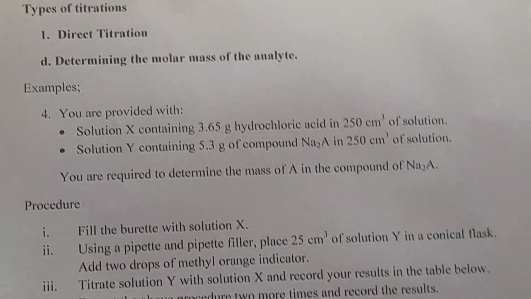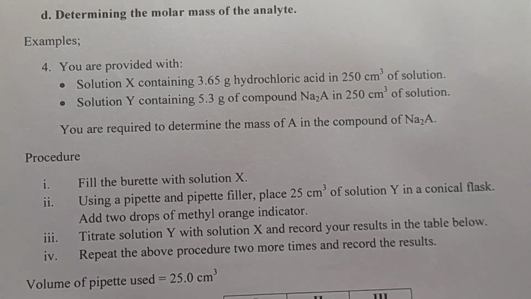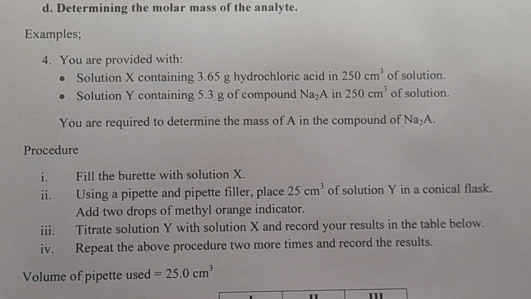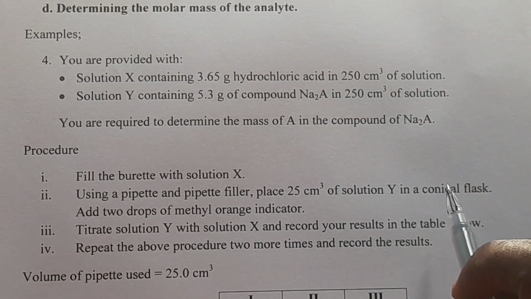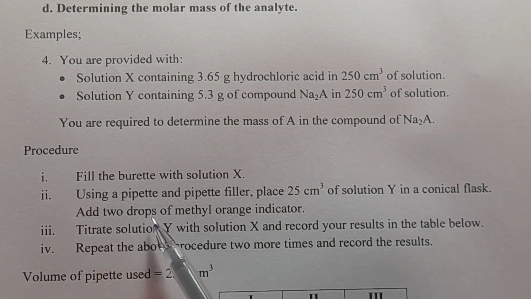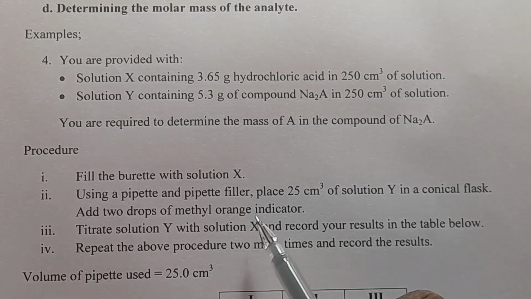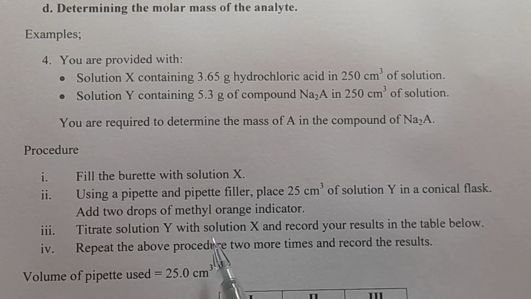The procedure. We are told, Roman 1, fill the burette with solution X. So we are putting solution X in the burette. Then Roman 2, using a pipette and a pipette filler, we are supposed to place 25 cm³ of solution Y in a conical flask. Then we add 2 drops of methyl orange indicator. Then the third procedure is titrate solution Y with solution X, and record your result in the table below. Roman 4, repeat the above procedure 2 more times and record the results.